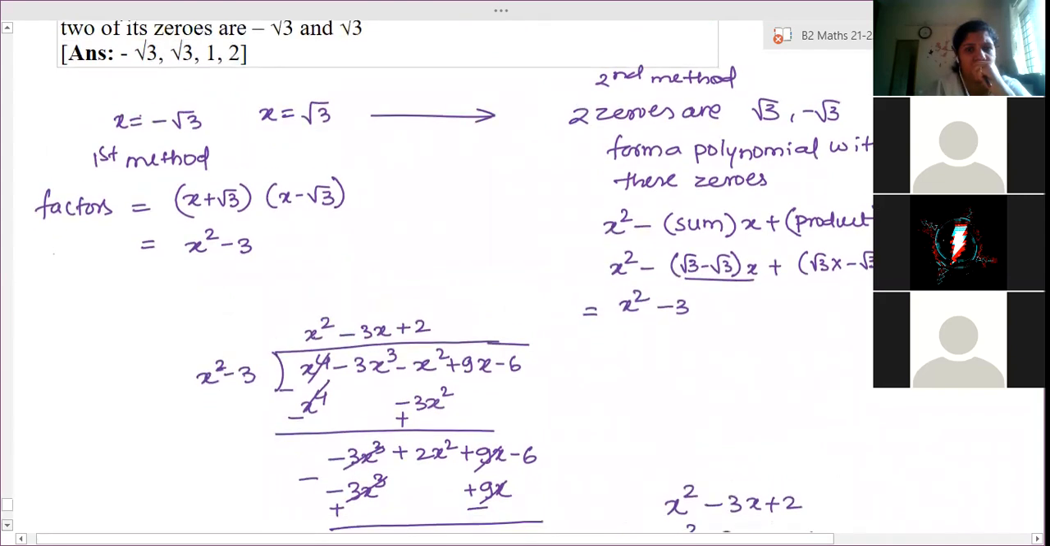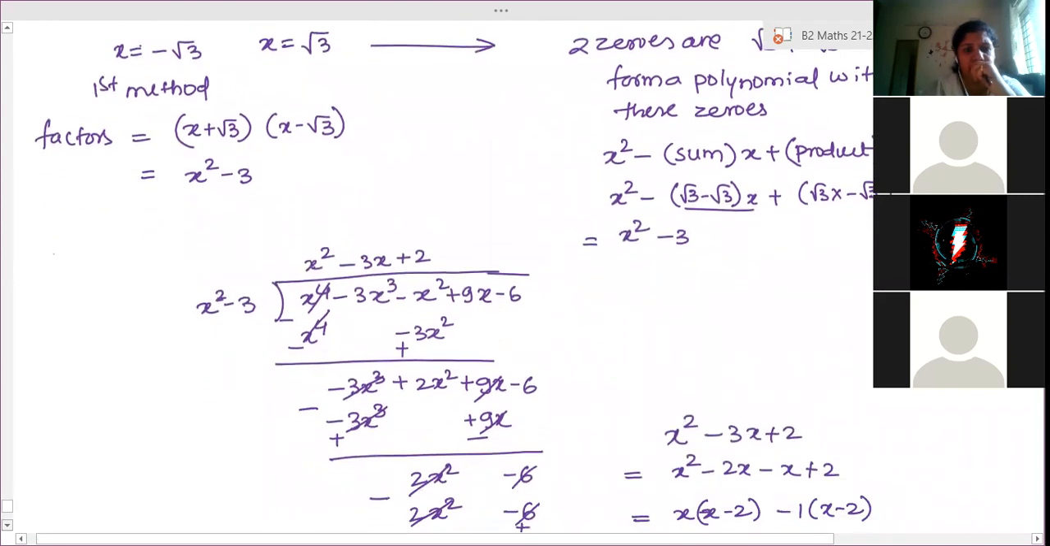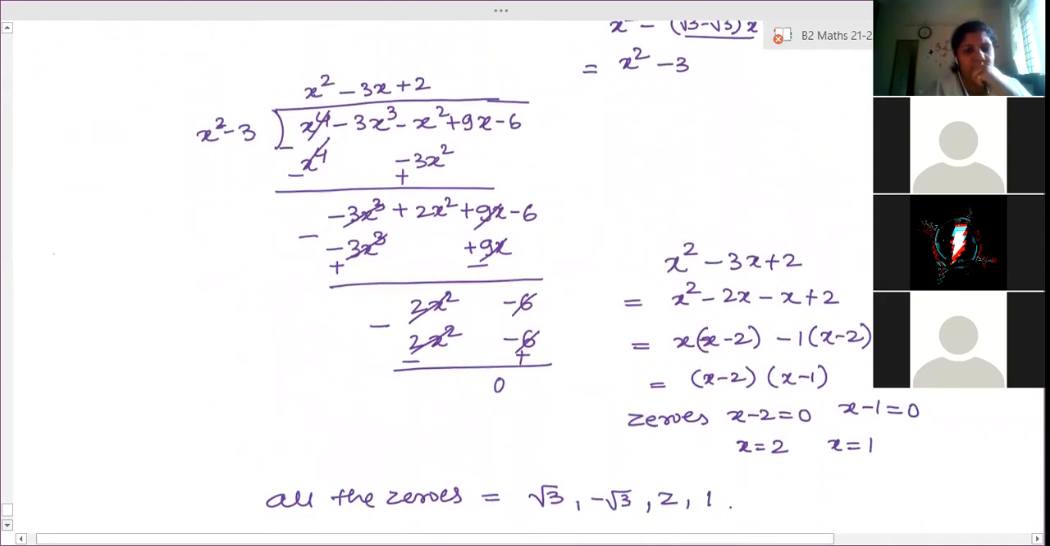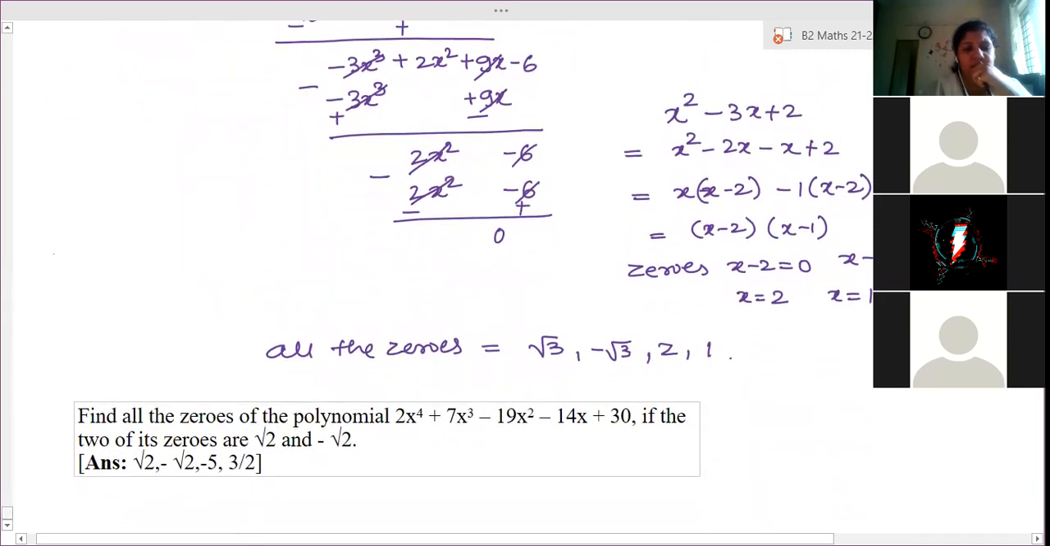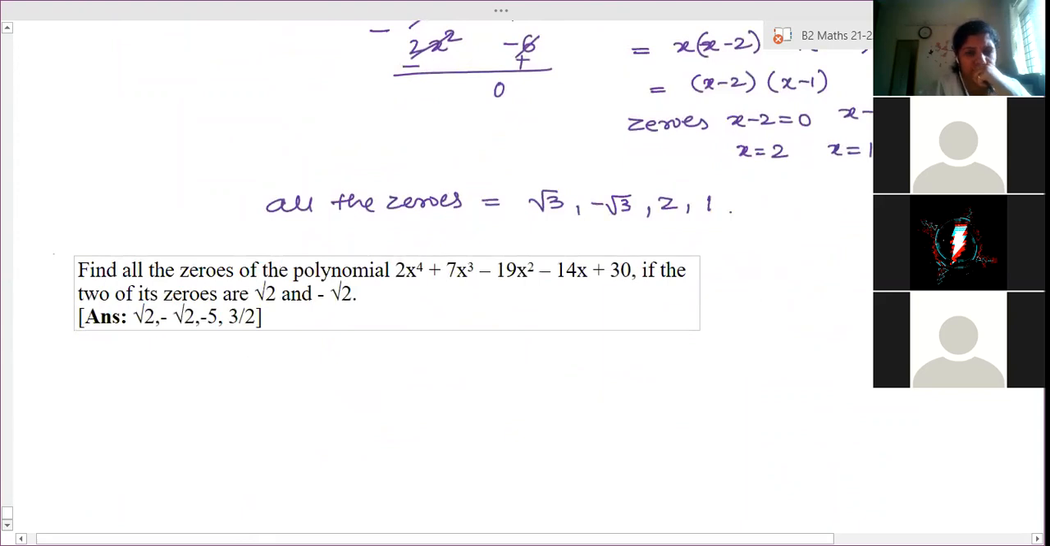Ma'am, I had a doubt. When we usually form a polynomial, we put k and form it, right? Here it is not needed. Okay, ma'am. Ma'am, in the end, when we are writing the answer, we can write the 4 zeros in any order, right? Yes, it's not a problem.